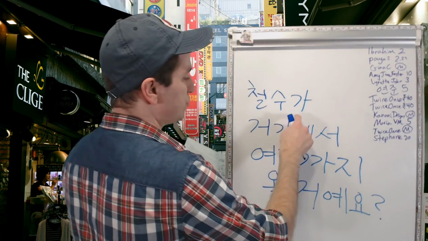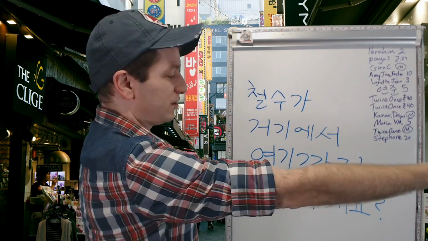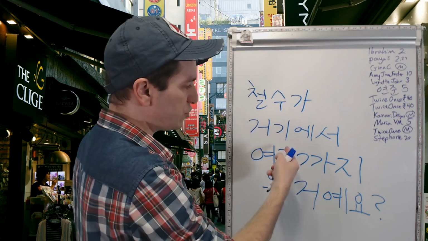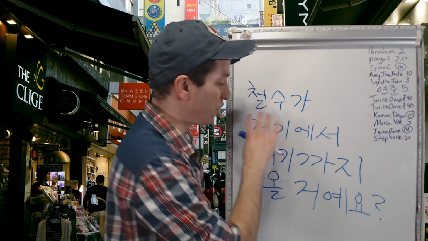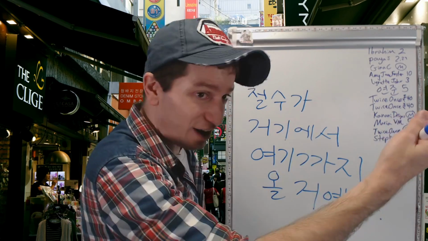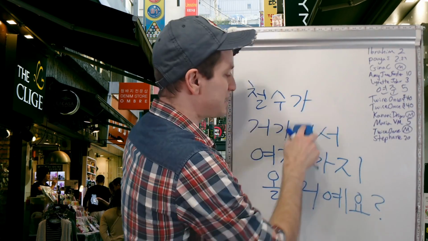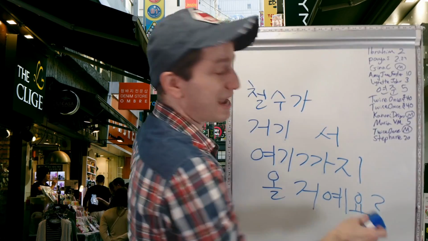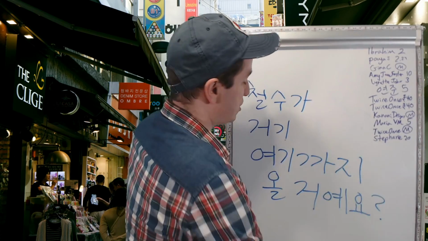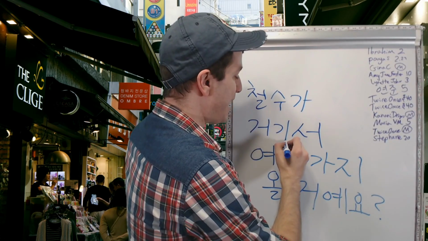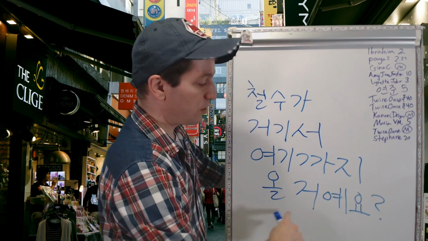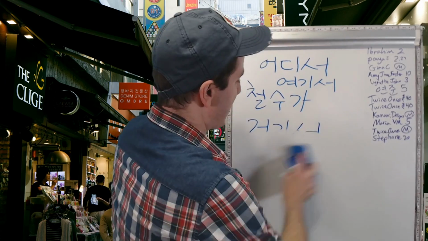So now we have 철수가 거기에서 from there, 여기까지 to here, 올 거예요. Future tense of 오다, to come. So 철수 will come from there to here. 철수가 거기에서 여기까지 올 거예요. 철수's coming here from there. Most of the time 에 is not used with these particles, with those same words. 여기, 어디, 저기, 거기, like that. So what you're left with is just 거기서. Now, the 에 is optional, but the 서 is not. 철수가 거기서 여기까지 올 거예요. So let me give you another example of that.